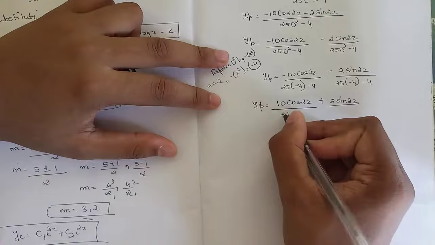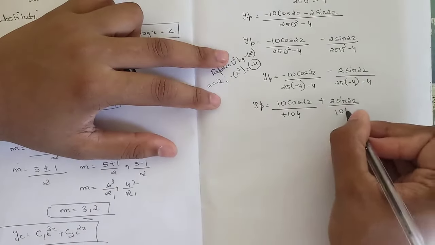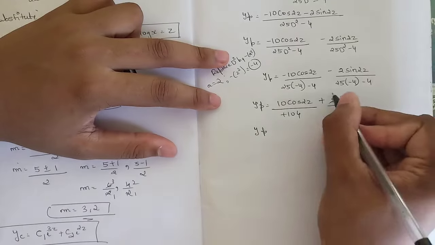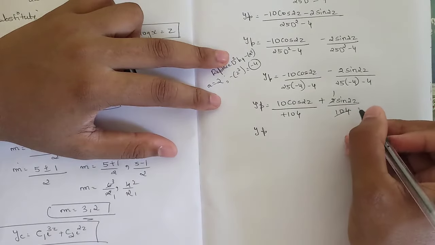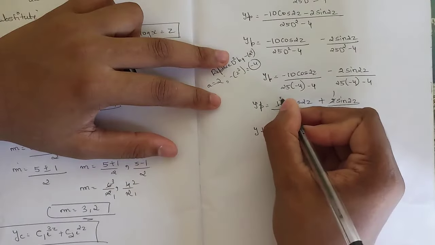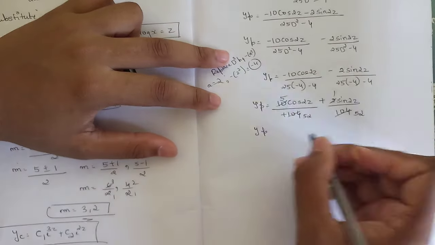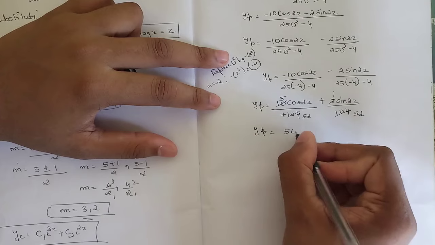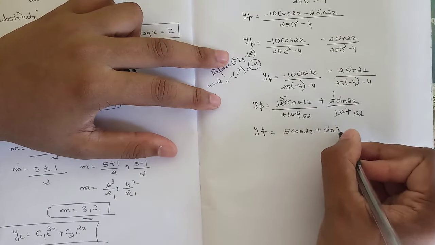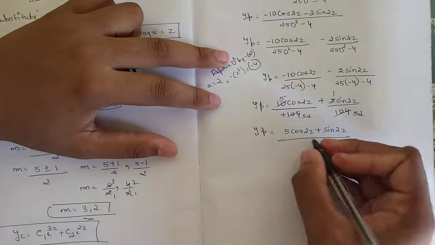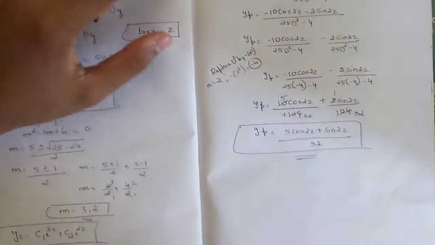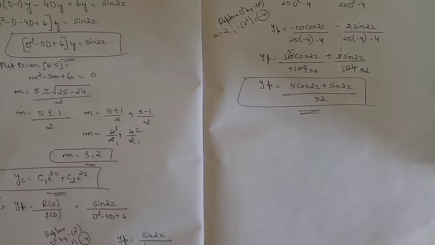104. So we can simplify this. 2 1s are 2, 52 2s are 104, right? Again 2 5s are 10, 52 2s are 104. So we get (5 cos 2z plus sin 2z) divided by 52. So this is your particular integral.